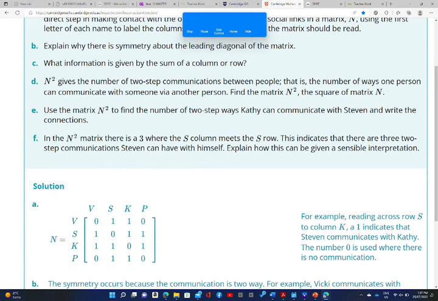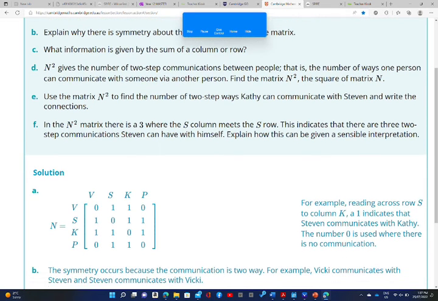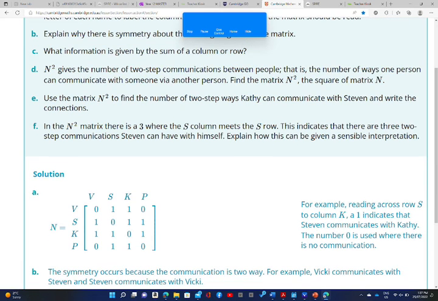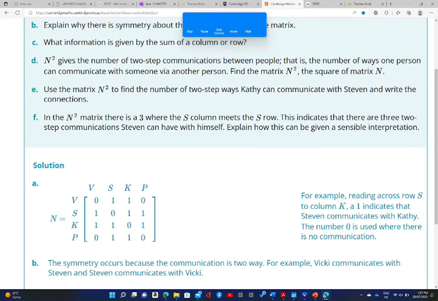Okay? Again. Now, what information is given by the sum of a column or row? We talked about that in the notes. If you take the sum of a column or row, it doesn't make any difference, then it's going to tell you the number of connections that there are. Yeah, exactly. And then if you square the matrix, take the whole matrix and multiply it times itself, it's going to give you the number of two-step communications between people.